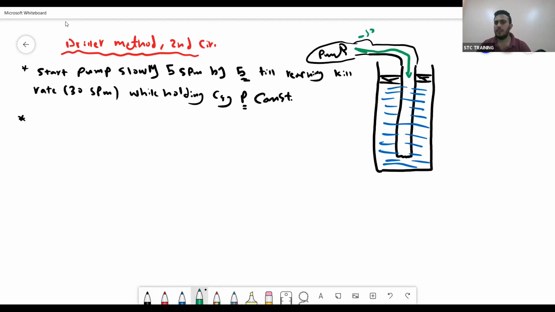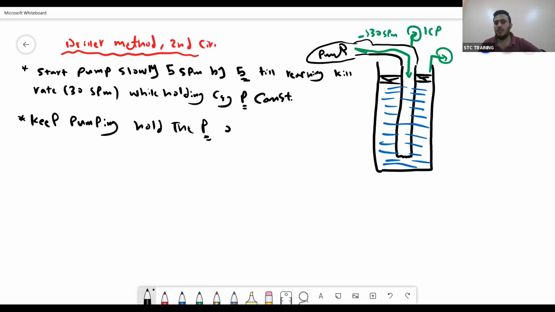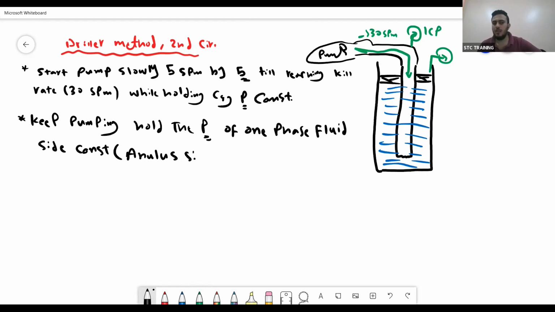Once we reach kill rate, 30 SPM, we'll find here on the gauge the ICP. Okay, guys, and here the second step is to keep pumping, holding the pressure of the one-phase fluid side constant. I mean here the annulus side, and also I mean the casing pressure constant. So here, guys, we need to look at the drill pipe side and the annulus side.